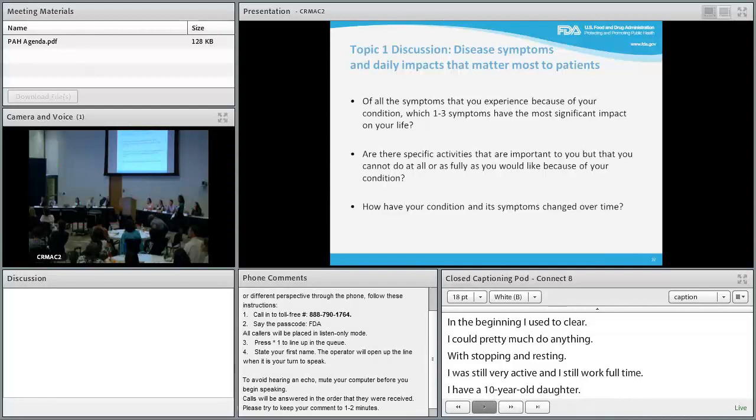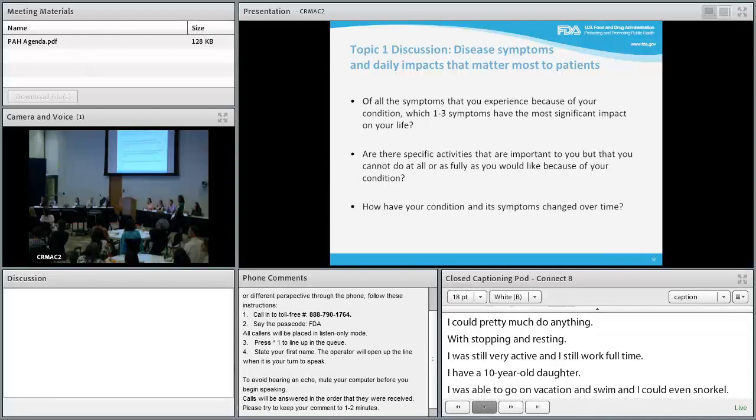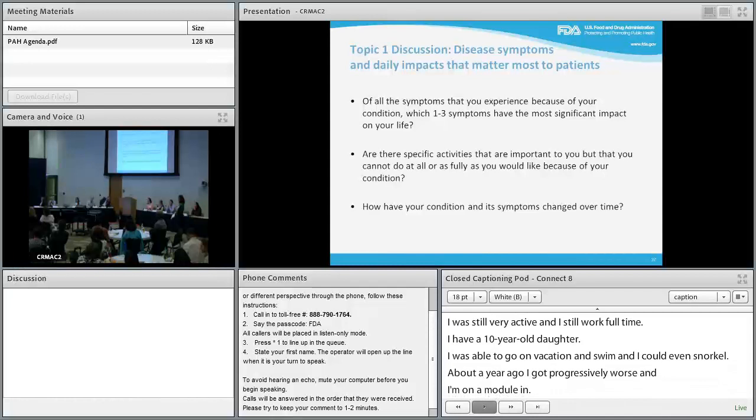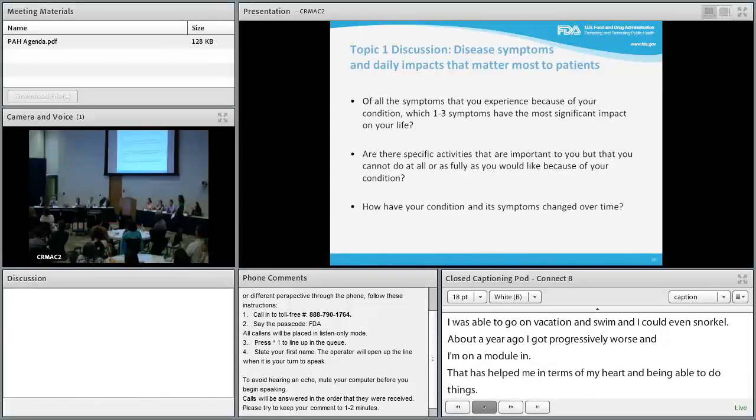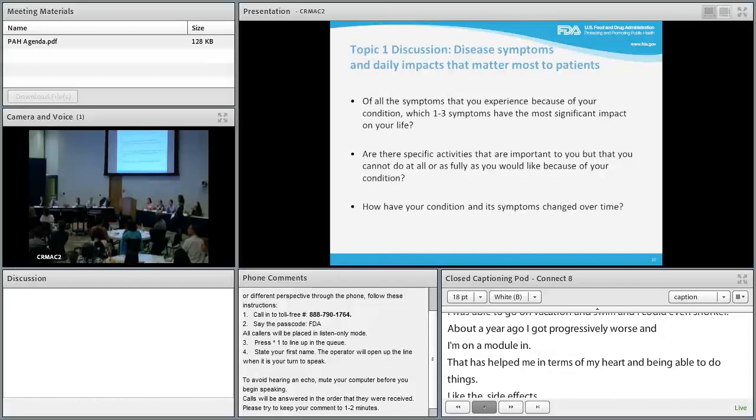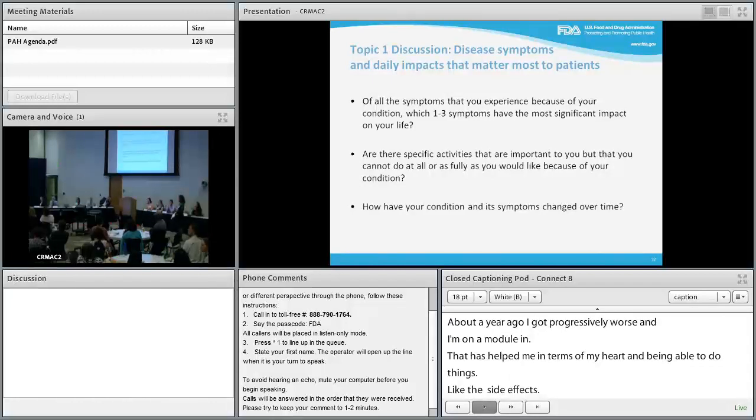And I'm now on a Remodulin sub-Q pump. And that has helped me in terms of my heart and being able to do things. But the side effects of the medication have limited me more in some ways than the condition itself, I feel. So I'm at a dilemma in terms of what I'm able to do.